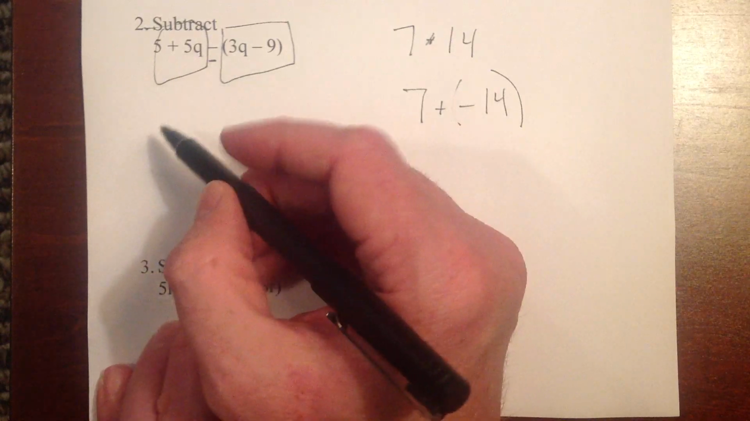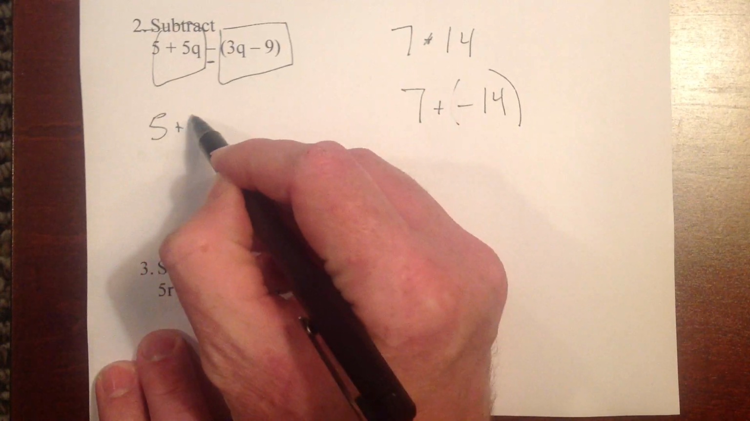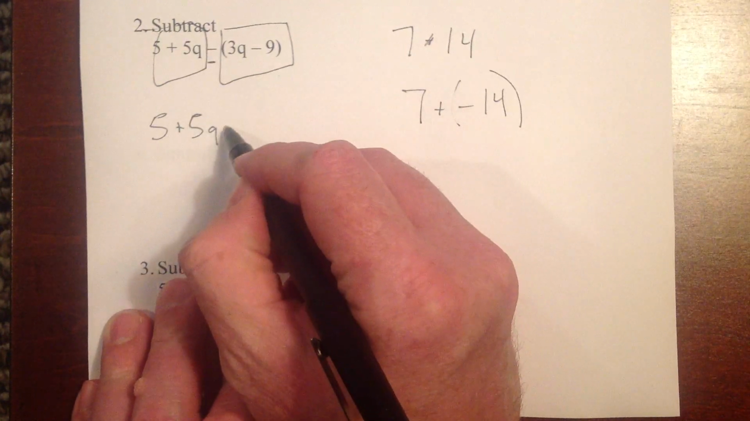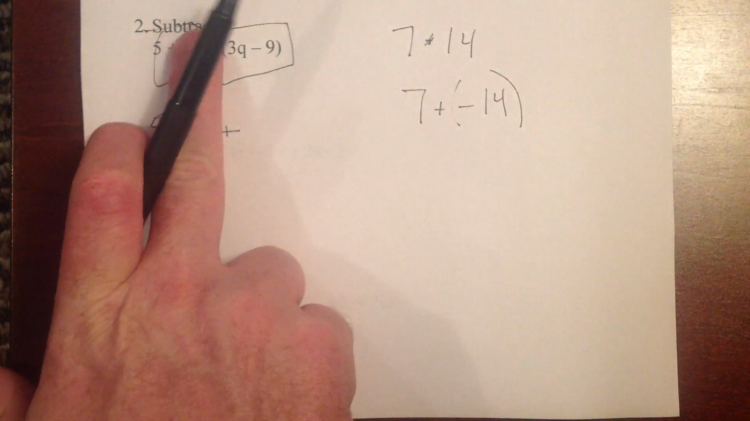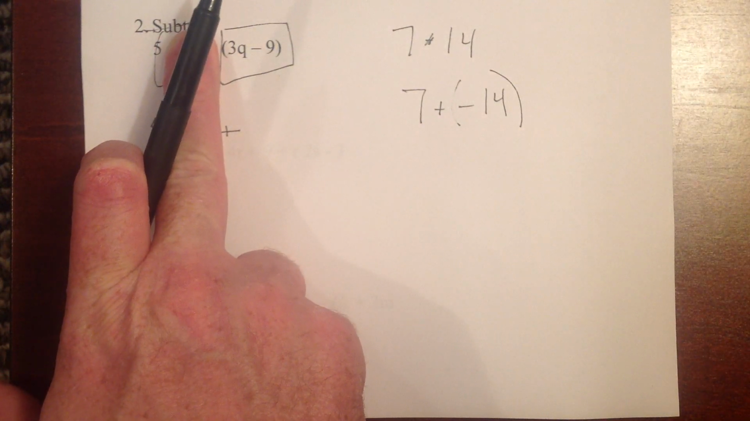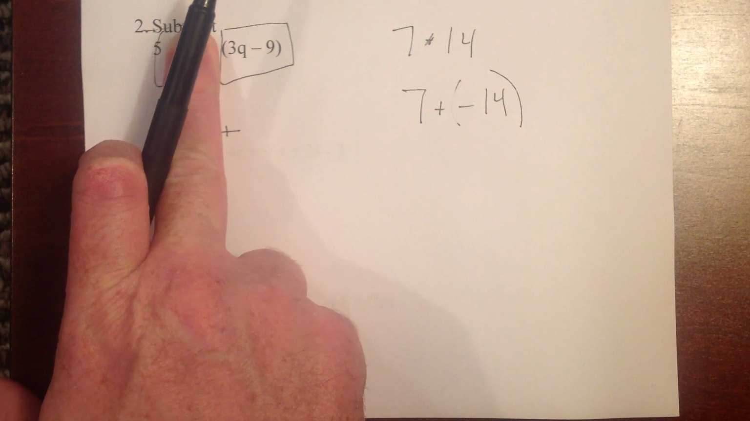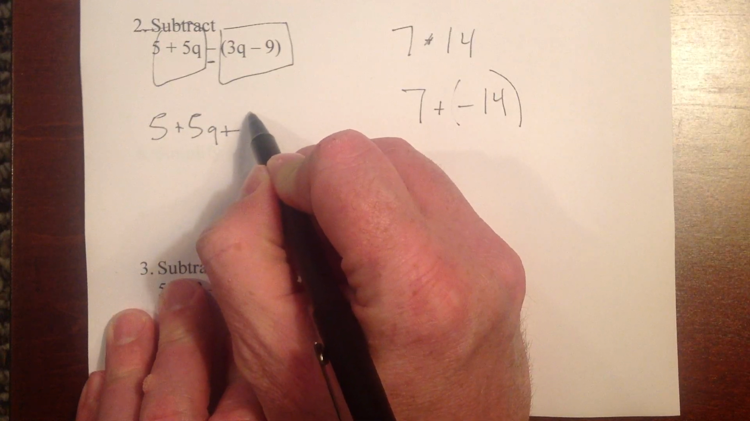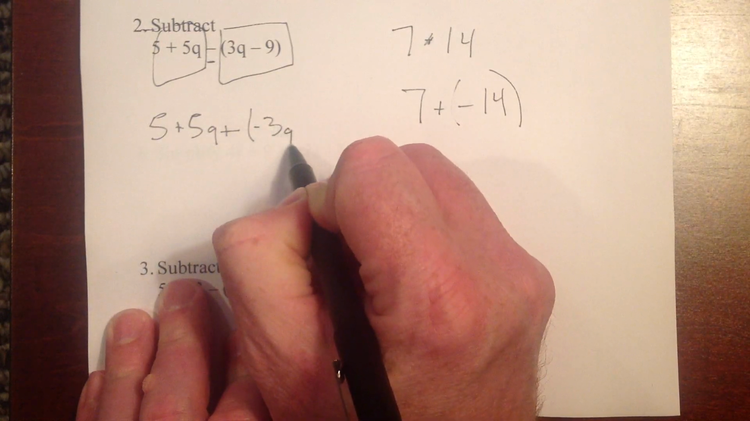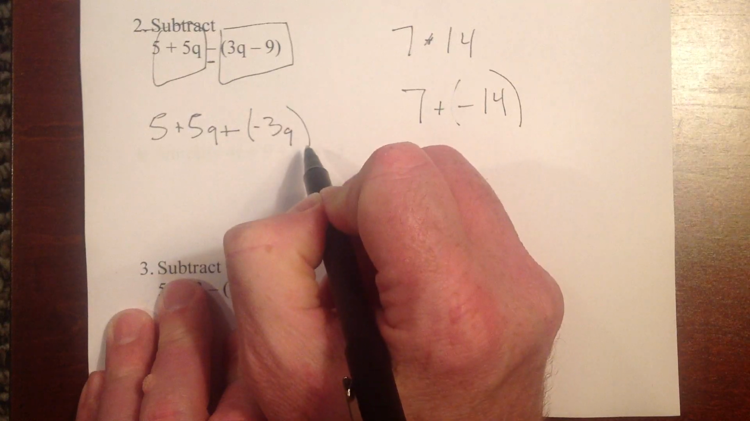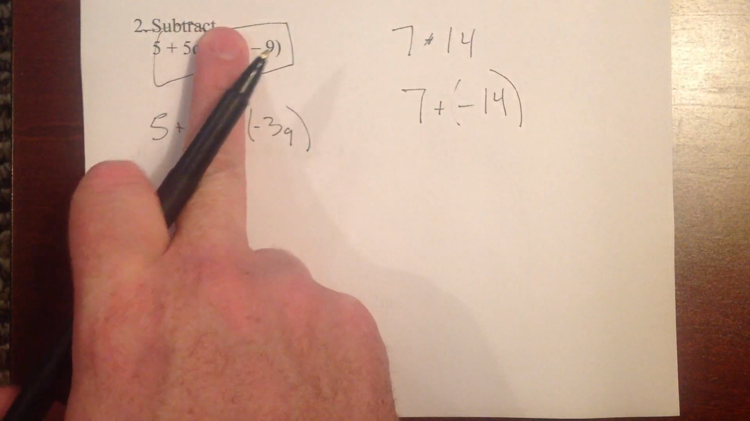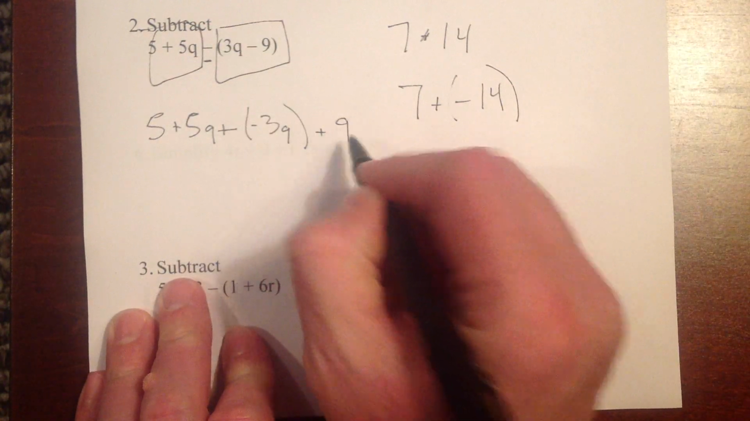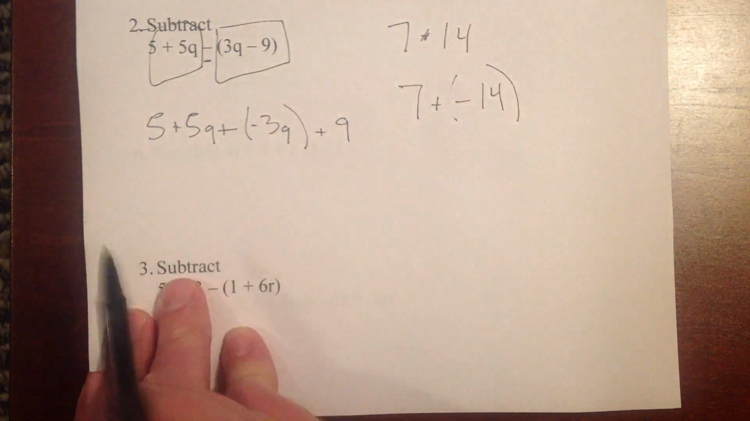We're going to keep this expression, 5 plus 5q. We're going to change that sign to addition. Now that we're done with that, we're going to change everything in here to the opposite of what it was. So what is the opposite of 3q? Well, it's negative 3q. And what's the opposite of negative 9? It's plus 9. And then we just combine like terms like normal.